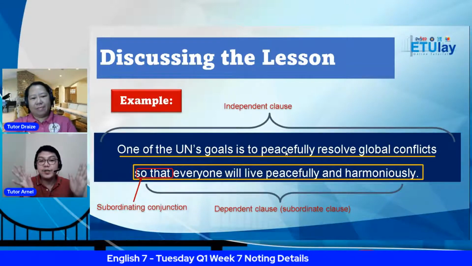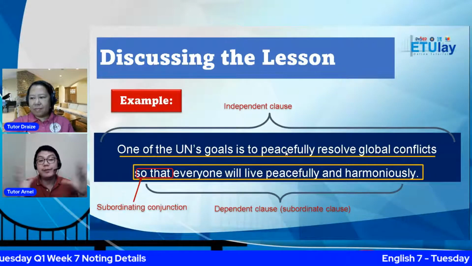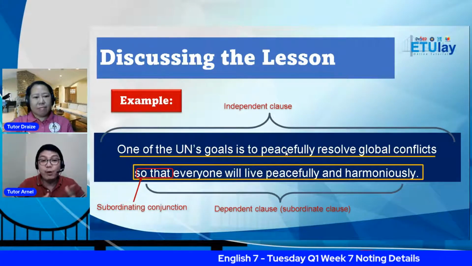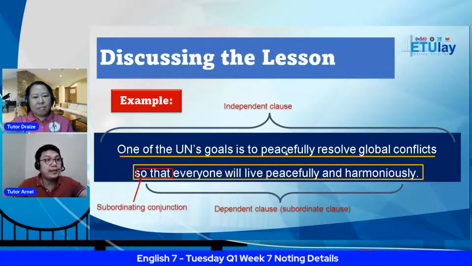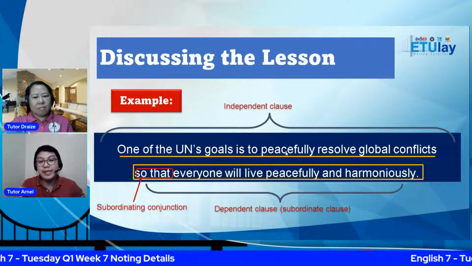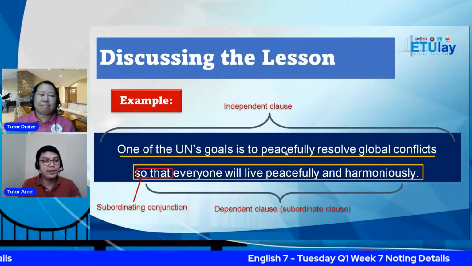Okay? So look at the construction of the sentence, class. If you cut off the independent clause from the entire sentence, it can stand alone. You can still understand it. However, if you remove "so that everyone will live peacefully and harmoniously," it cannot stand alone. So it needs another group of words to complete the thought. Okay?